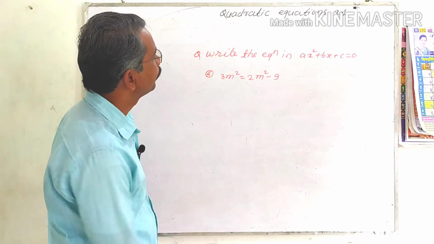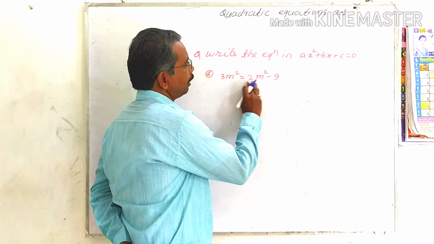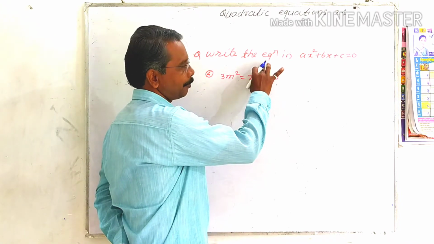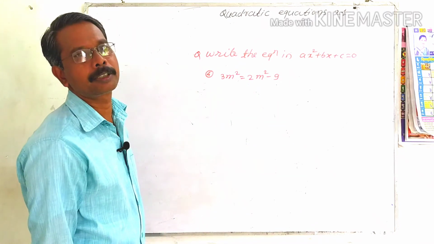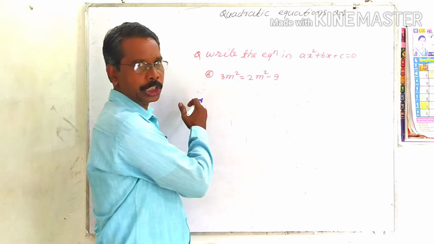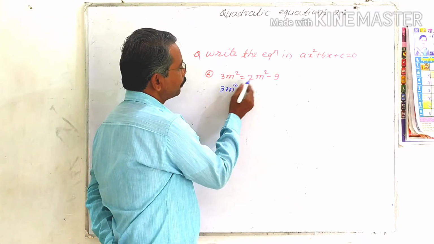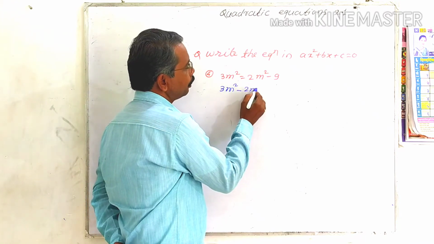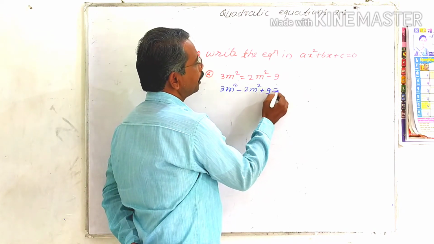3m square equal to 2m square. It is the left hand side and it is the right hand side. m square, m square: the same term should never be placed on different sides. Their natural tendency is to come together. So write down 3m square, and it becomes minus 2m square plus 9 equal to 0.